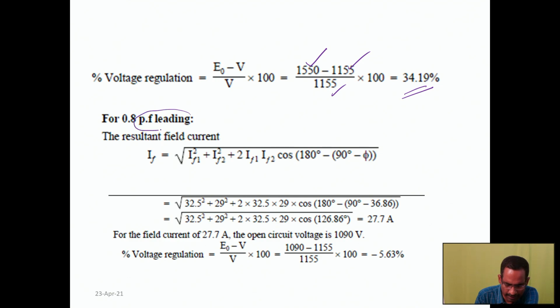Similarly, I am calculating it for the leading power factor. In the previous formula, I am going to make a simple change. Here I am going to substitute minus instead of plus. That's all. If you substitute minus here, you will get the E naught value which is less than the full load voltage, so the percentage of regulation for the leading power factor is minus 5.63.